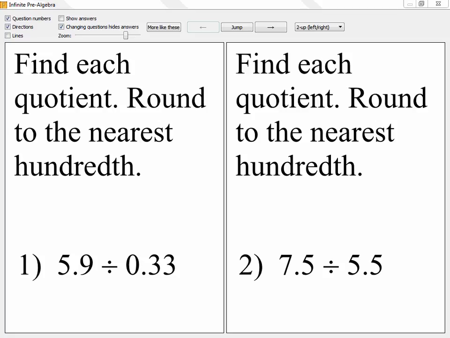We're going to start with dividing decimals. First of all, in the instructions, it says find each quotient, round to the nearest hundredth. If we don't remember what decimals are, if you remember 100, it's a number with two zeros. So hundredth is a decimal with two numbers. So let me take the instructions out already.